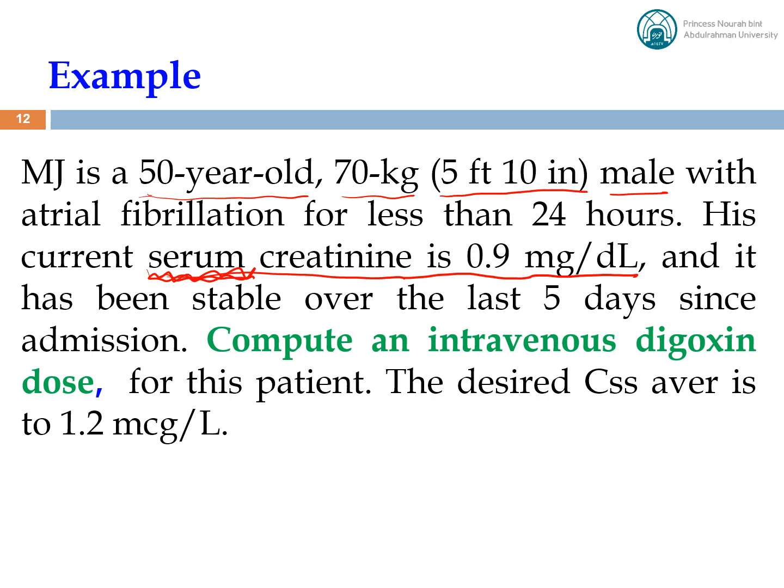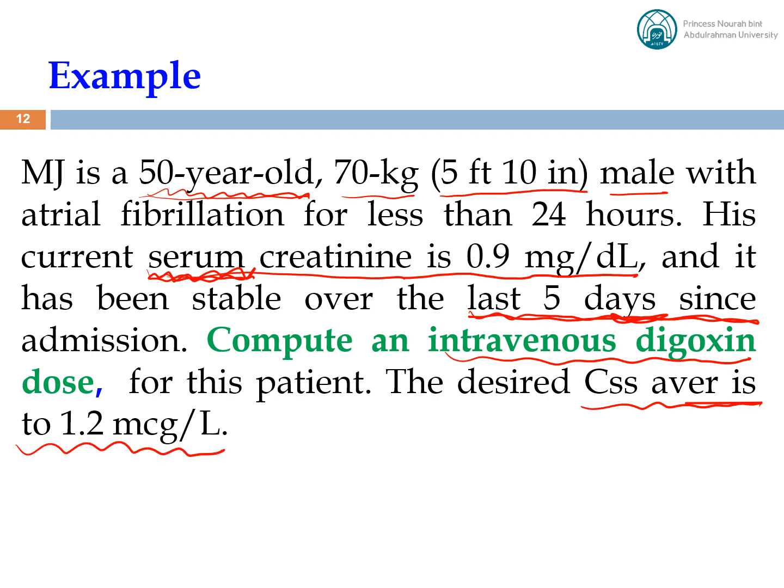He is an adult, 50 years old, depending on our pharmacokinetic modeling calculations. And his serum creatinine has been stable over the last 5 days since admission. Compute the intravenous digoxin dose. We can calculate it depending on the nomogram for the adult. For this patient, the desired steady state average concentration is 1.2 microgram per liter, or depending on the pharmacokinetic modeling. Let us see how we will.